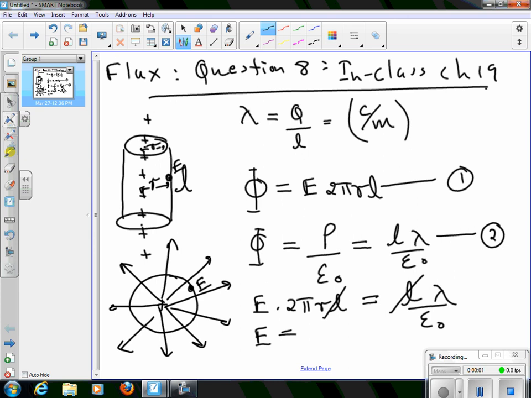Lambda is the linear charge density of the infinite line charge. Density means amount of charge per unit length. So the total charge is lambda times L, right? The cylinder has length L, from here to here. The charge density of the line is lambda. So the total charge enclosed inside the cylinder is lambda times L, which is the total charge Q.